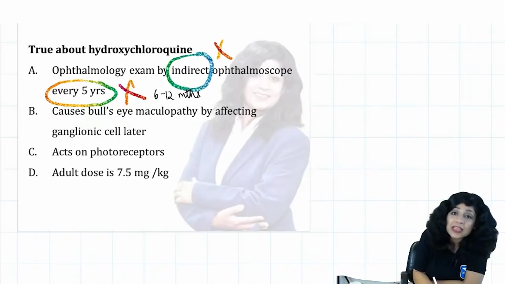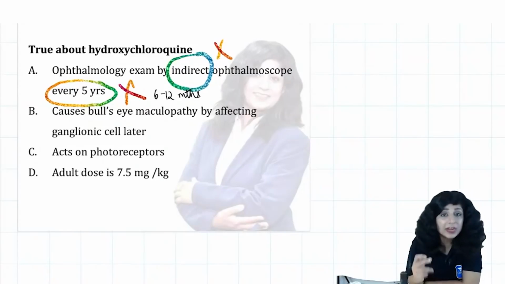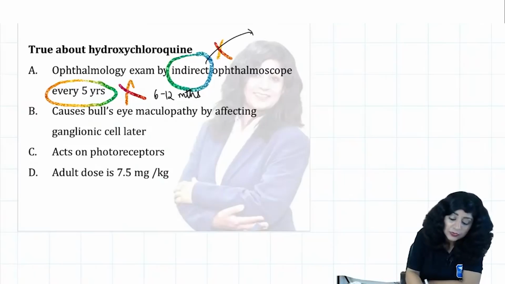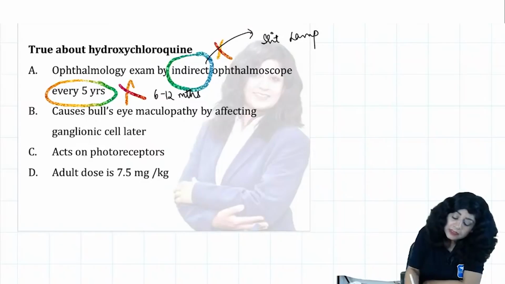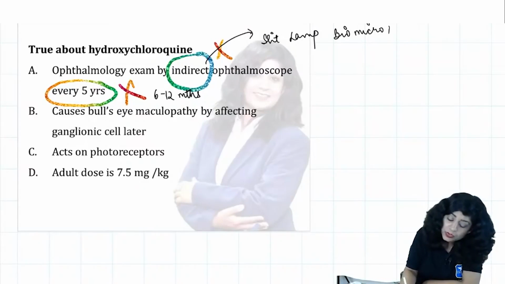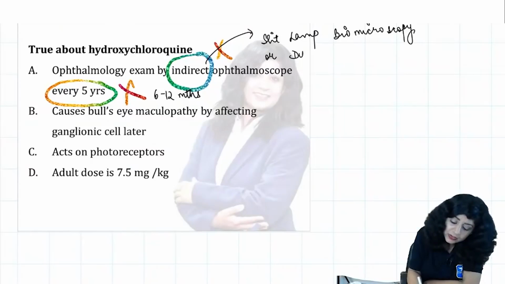We have to do the examination, and you have to start within 6 months, and we will use the slit lamp biomicroscopy. Slit lamp biomicroscopy we can use, or we can use the direct ophthalmoscope.